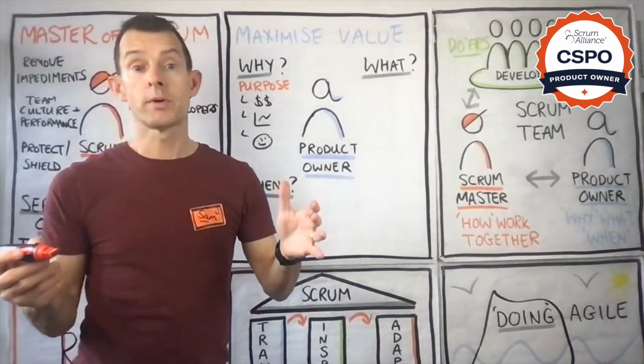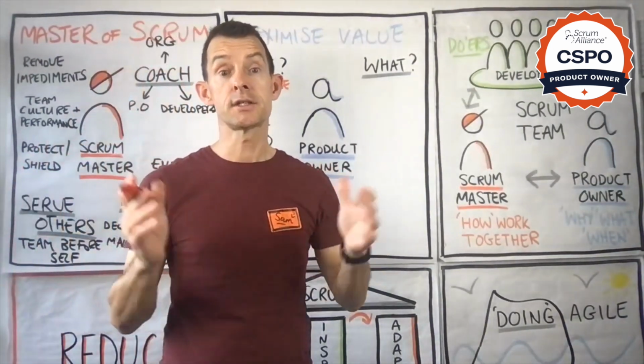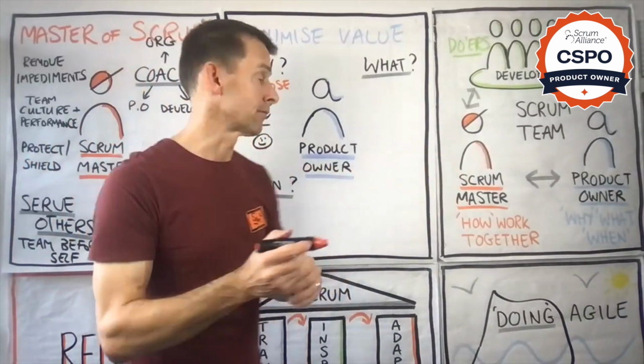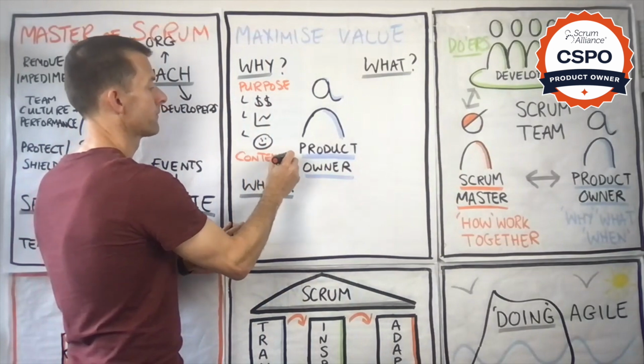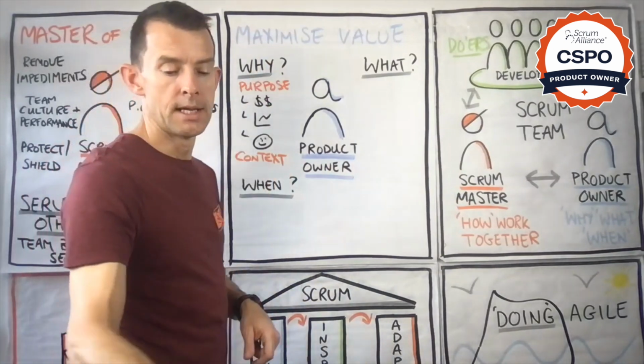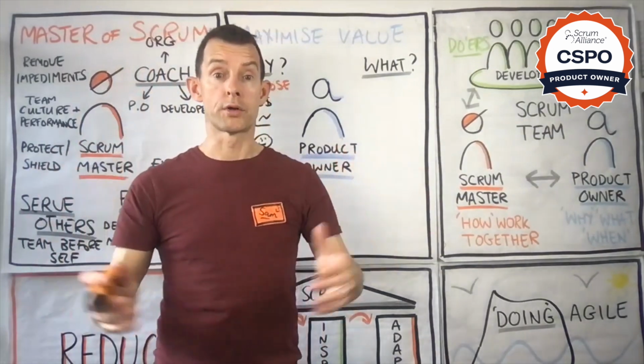The other part of your job here is to set the context and just give an update on where things are at right now. So make sure you give the context on where we are. That's the why. Second part of the job is the what.